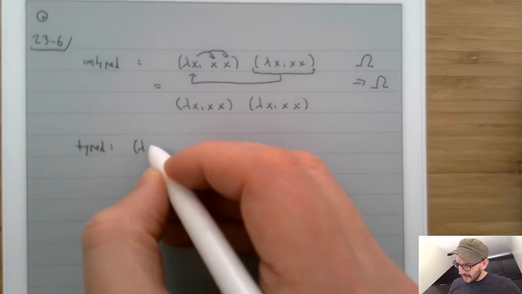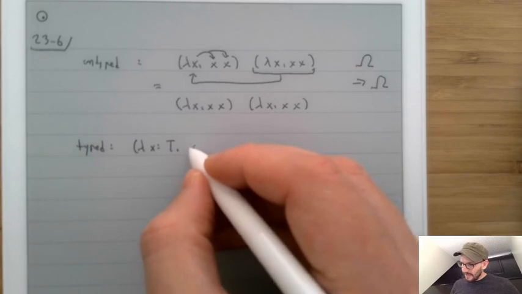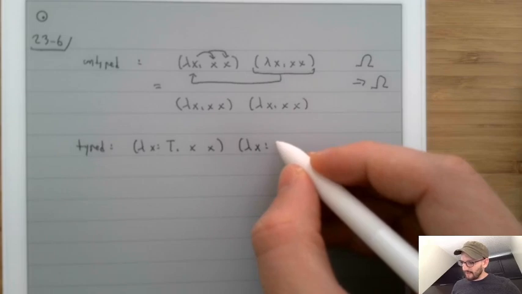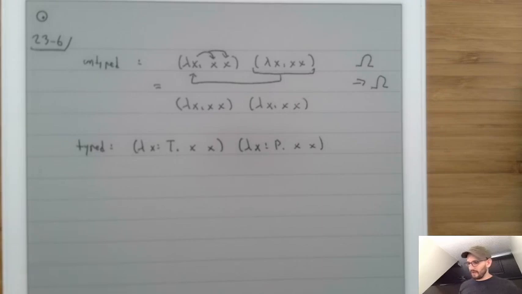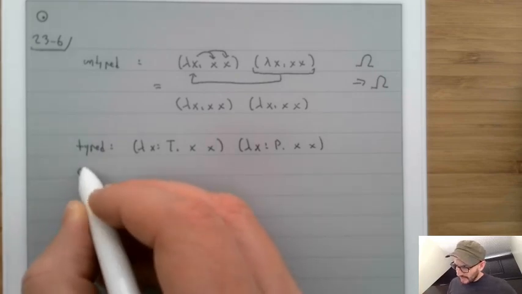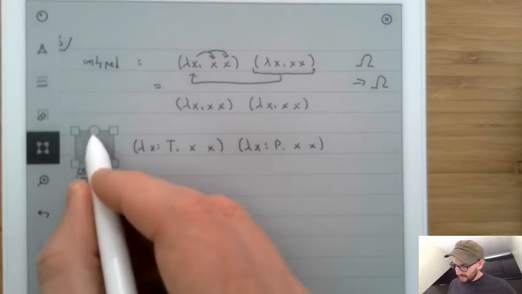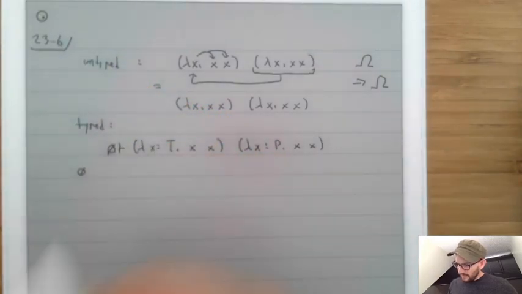We would have to write lambda x is of type t, for some type, we're not sure what it is, xx, applied to lambda x, let's just call this p, xx, because they're not necessarily the same type. Okay, so now let's try to use our type system to write a type for this. So we're going to start off with gamma being empty, and we have to prove that this has some type.